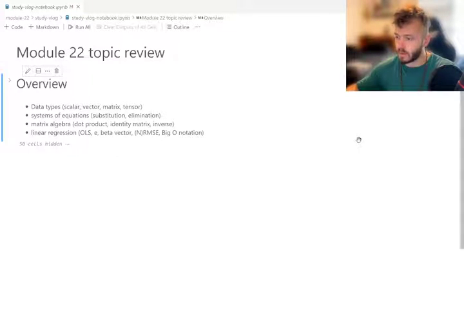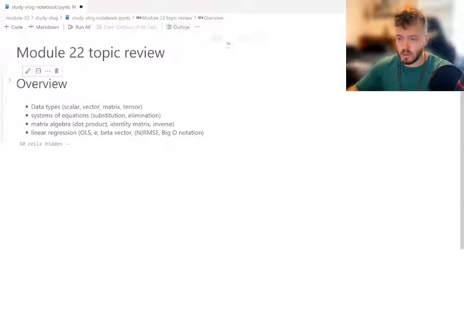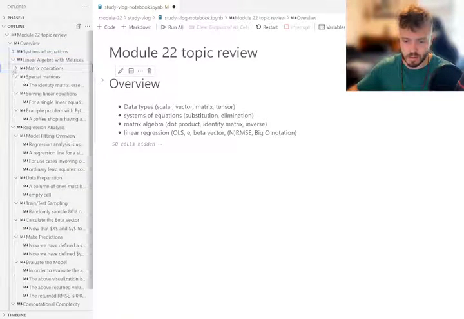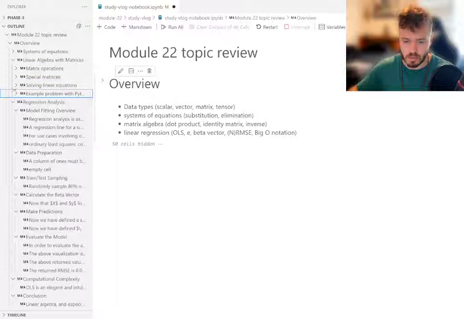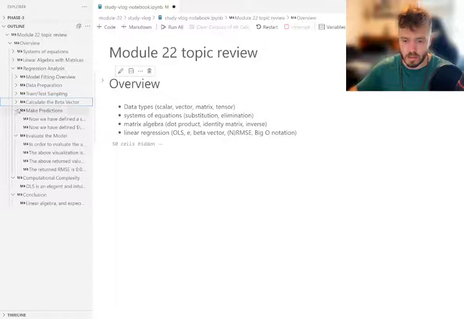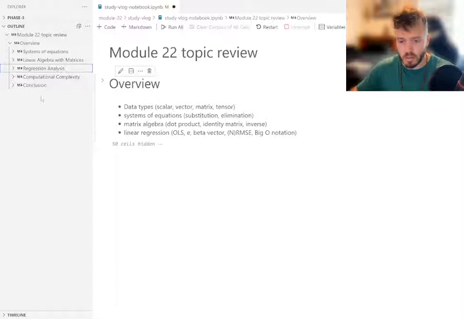Make sure I get all my windows and everything set up. Oh, we better start our kernel. Okay, so first let's just do a little bit of an overview. Let me make sure I get all my stuff organized here, my outline, I mean. I'm just going to be using this as a checkbox as I go through the notebook today.